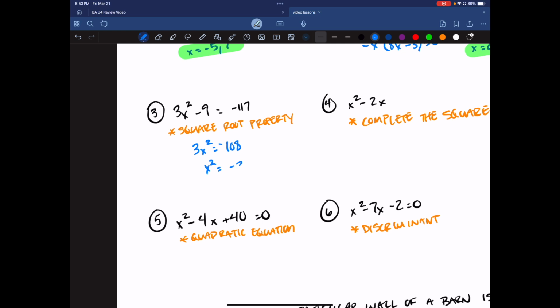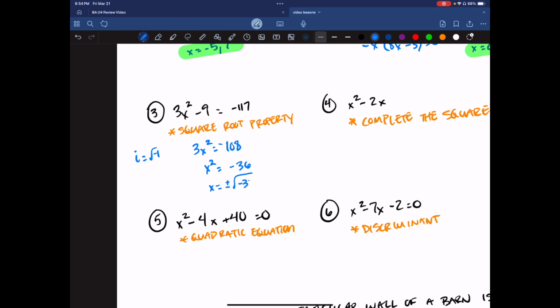X squared equals -36. Now, you typically can't take the square root of a negative number. However, this is where the imaginary numbers come in, because i is the square root of -1. So if you take the square root of -36, you can separate that into -1 and 36. Well, the square root of 36 is 6, and the square root of -1 is i. So, let's see, remember, I have to take the plus or minus of this.